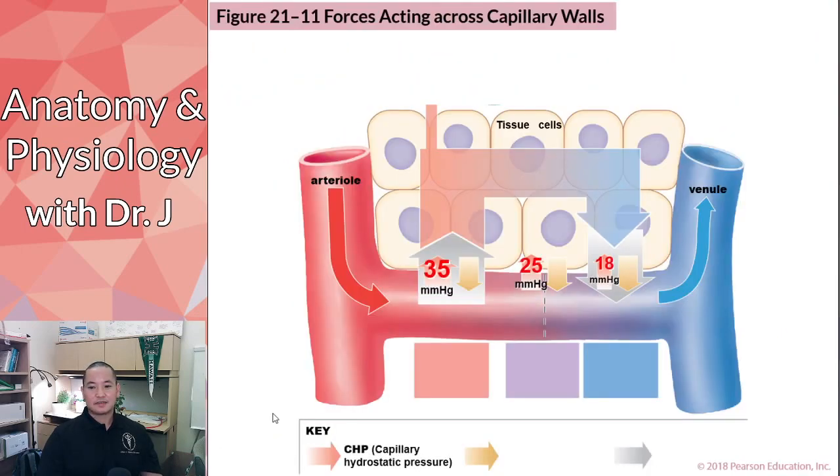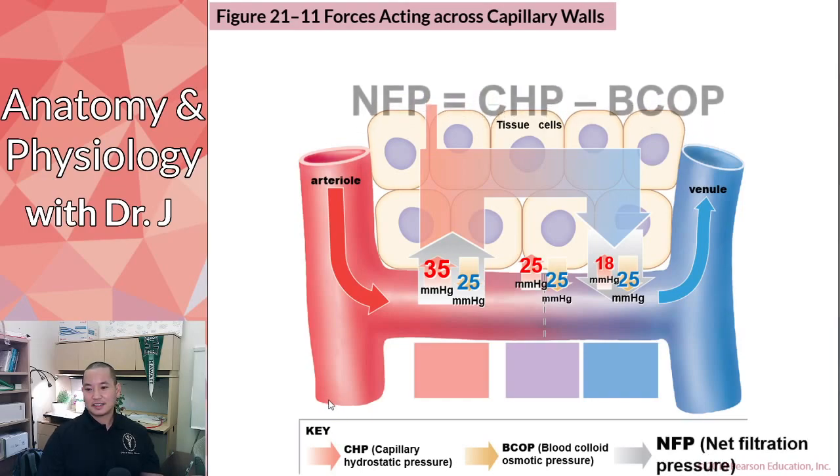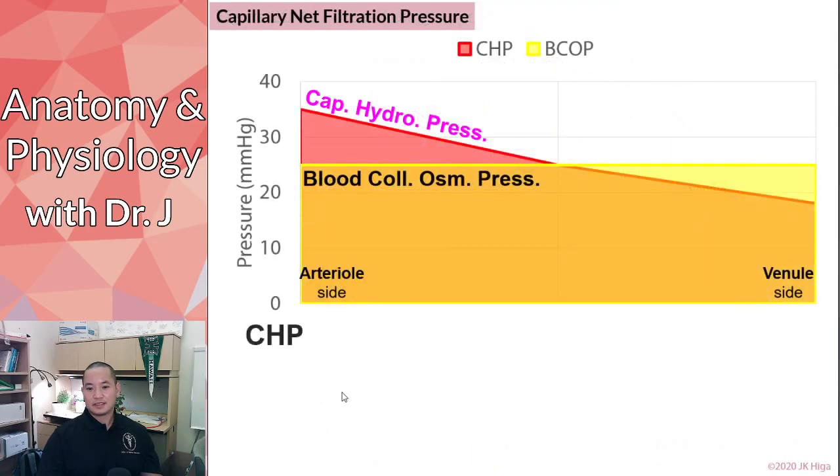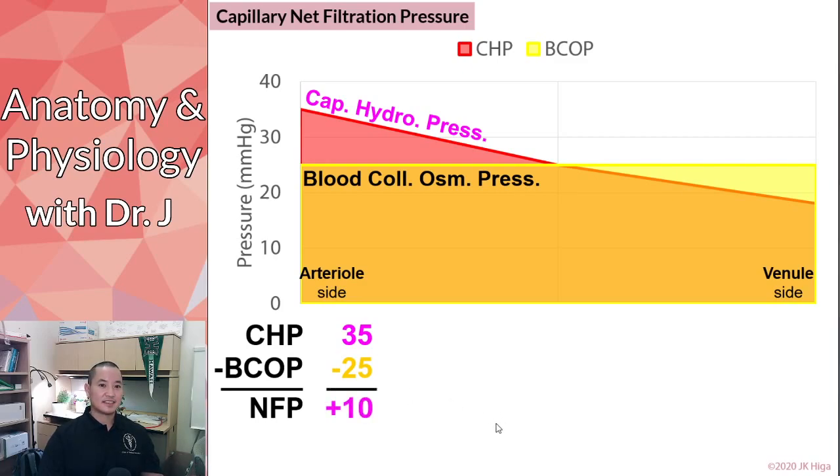Now, how do we calculate that? Well, we know our CHP at different sides of the capillary, so you just do simple subtraction. Net filtration pressure is just capillary hydrostatic pressure minus BCOP. Let's do this at each point. Again, this is our formula: CHP minus BCOP is NFP. Here at the arterial side, we have a relatively high capillary hydrostatic pressure, 35 millimeters mercury, and then we subtract the blood colloid osmotic pressure, around 25. What's 35 minus 25? That is 10, right?